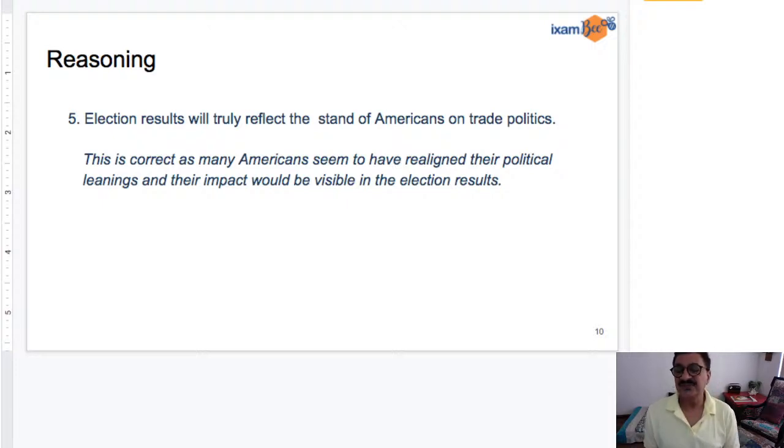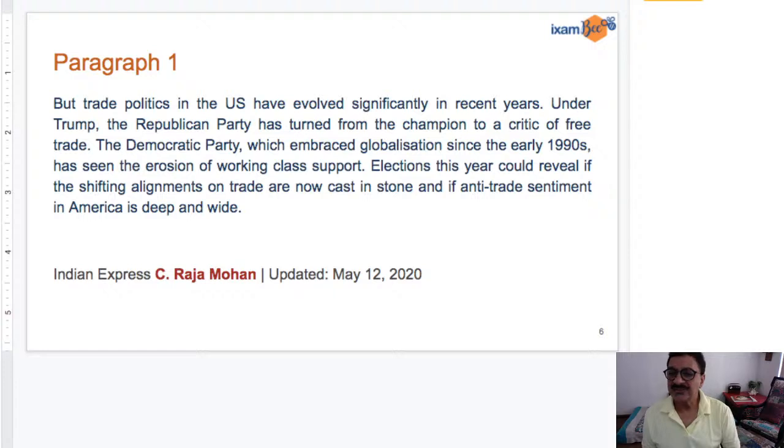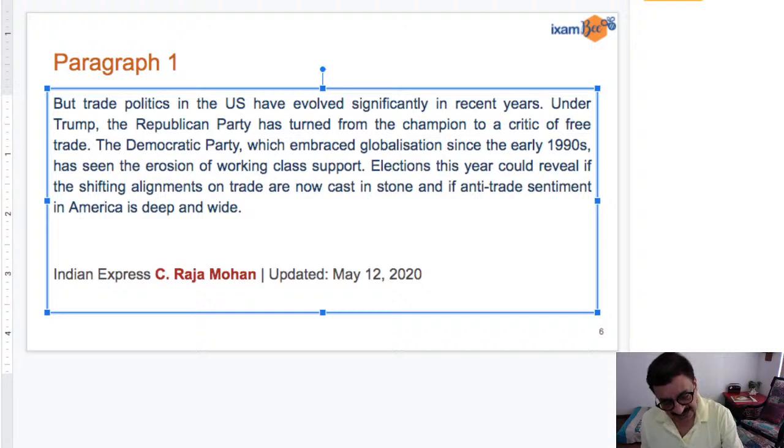With the deductive reasoning that we have done in para 1, it is not very simple because it is apparently simple. If you deconstruct the para, the strategy that I have given you is to break the sentence. Now you will not have the time in the exam to go about rewriting the para sentence by sentence. So what you will be doing is, therefore, but trade politics in the US have evolved significantly over the years. Maybe you could just take your pen and draw a line here.